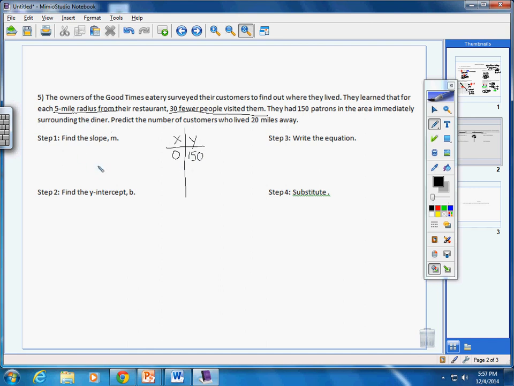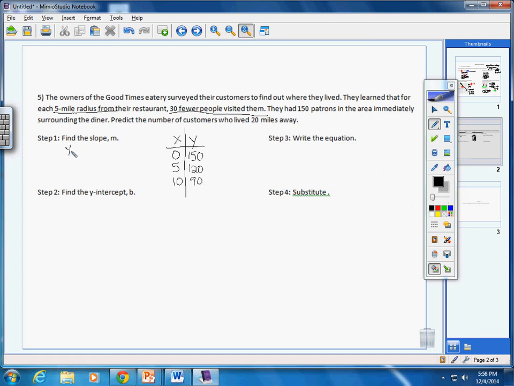So every 5 miles that you go out, I'm going to go out 5 miles. You can imagine a circle being drawn around the restaurant. Once you get out to 5 miles away, you get 30 fewer people visiting from that area. So we're only going to get about 120 people from this area. I could keep going. Once you get to 10 miles out, only 90 people show up. But I don't need to, because I can find my slope using two ordered pairs.